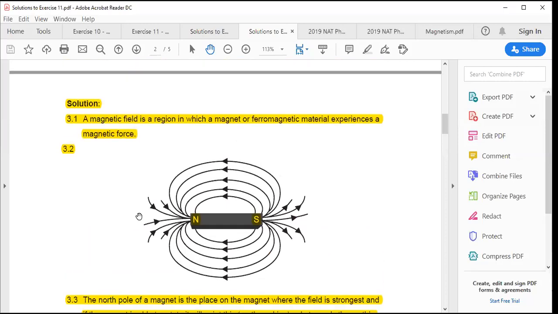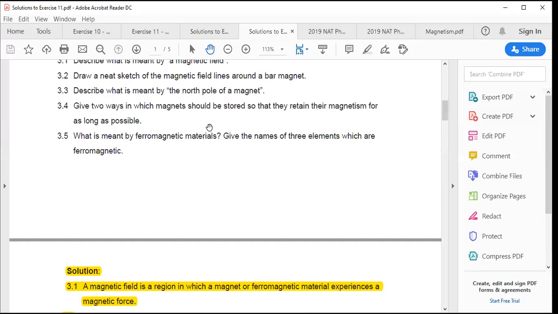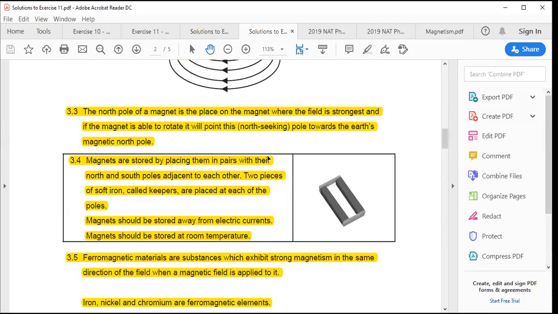Right. Then the next one, give 2 ways in which magnets should be stored so that they retain their magnetism for as long as possible. Right. For you to store magnets, this is what you need to do. Magnets are stored by placing them in pairs with their north and south poles adjacent to each other. 2 pieces of soft iron called keepers are placed at each of the poles. Those are your keepers there. Magnets should be stored away from electric currents.